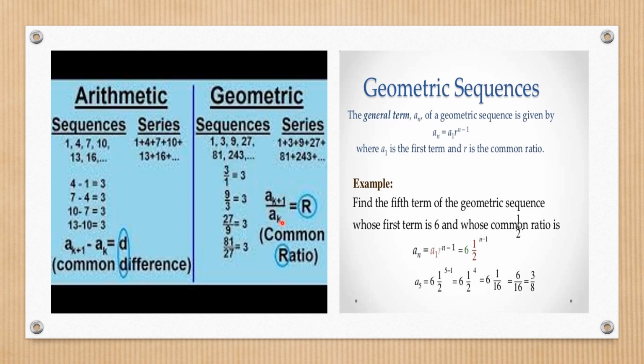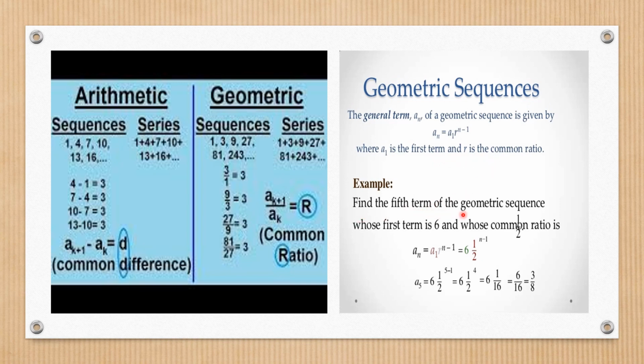So the common ratio here, in general, is every next term divided by its previous term. The general term an of a geometric sequence is given by an is equal to a r raised to power n minus 1, where a or a1, whatever you denote it as, is the first term, and r is the common ratio. Okay, so let us see an example of it.